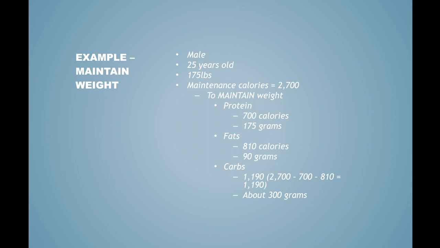Carbohydrates, also vital, especially for muscle building. Your muscles need the energy that comes from carbohydrates. 1 gram of carbohydrate is equal to 4 calories. If you add up the 810 calories plus the 700, subtract that from our total of 2,700 calories, that leaves just about 1,200 calories that should be coming from carbohydrates. That kind of gives you a basic breakdown.